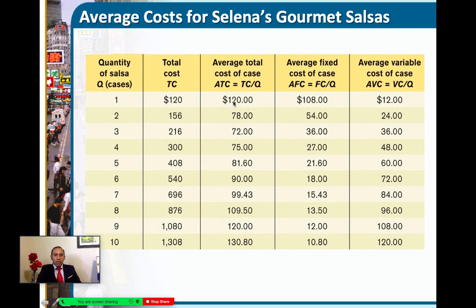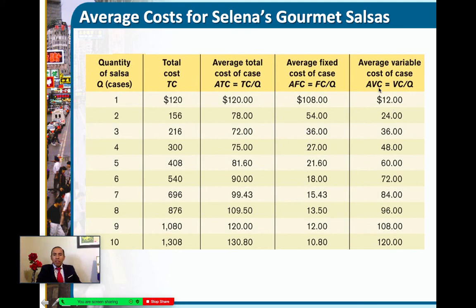And notice how the average total cost actually starts at 120, but since you're dividing it by the quantity of output, it declines, 78, 72. It's a lot lower than total cost, 75, 81, 90, 99, 123, or 130. It declines, and then boom, after 3 units, it begins to rise. And notice how your average fixed cost stays at 108, and then as you produce more output, up to 10 units, on average, your fixed cost declines.